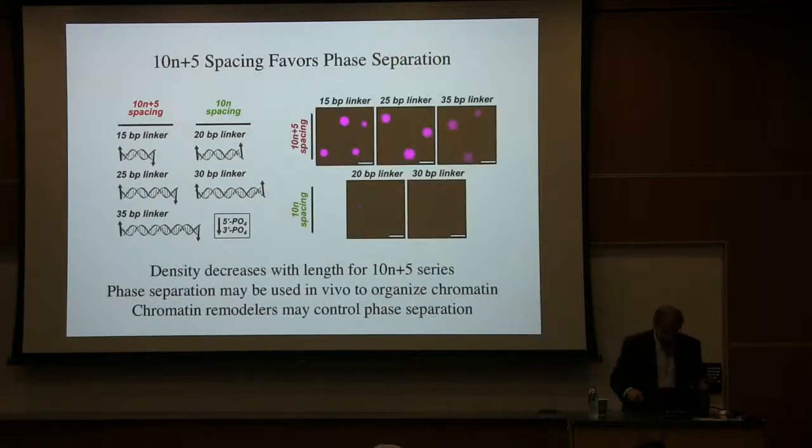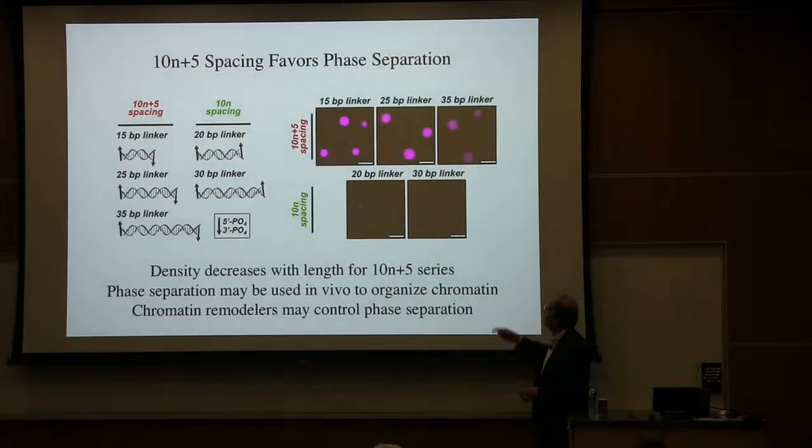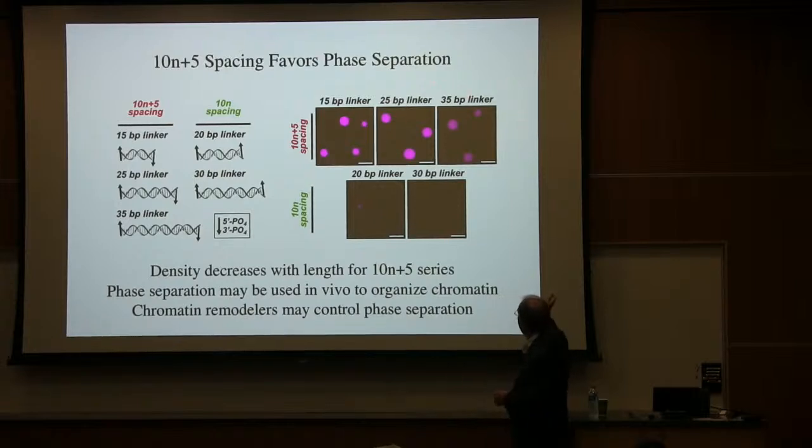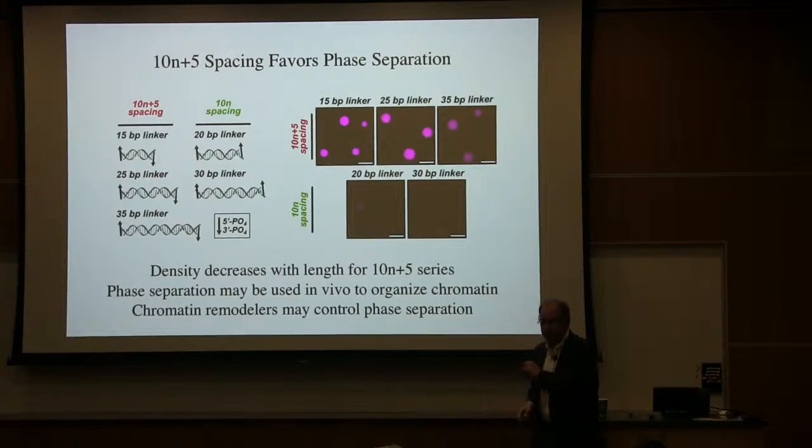And you might have guessed what the answer is. Turns out that 10n plus 5 linkers produce beautiful phase-separated droplets. And we've looked at 15, 25, 35, actually out to 45. They all phase separate. 10n spacing phase separates much more poorly. So 20 base pairs will a little bit, 30 we don't see anything, 40 we don't see anything. This is with monovalent salts.